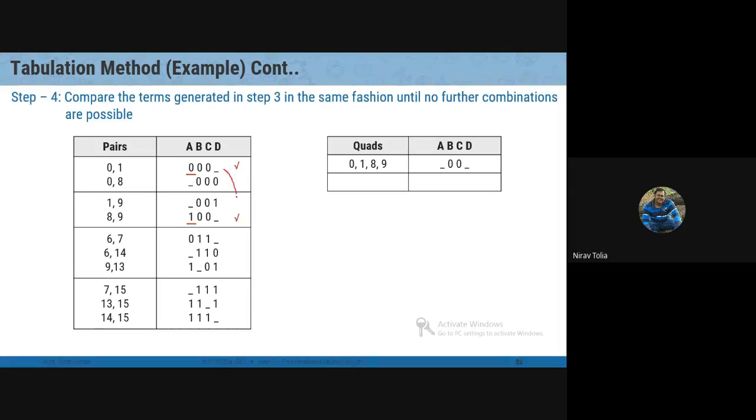Now we can check other possibilities with the same dash. You can see the first bit remains the same, 0 to 0, but B is changing from 0 to 1 and C is also changing from 0 to 1. So two bits are changing for 0, 1, 6, 14, so not possible. And you can easily see, 0, 1, 14, 15, only the dash is common and all the other three are changing from 0 to 1.